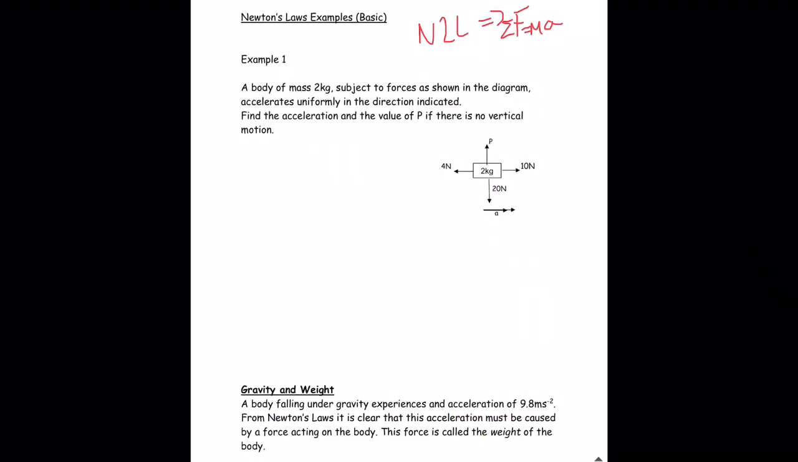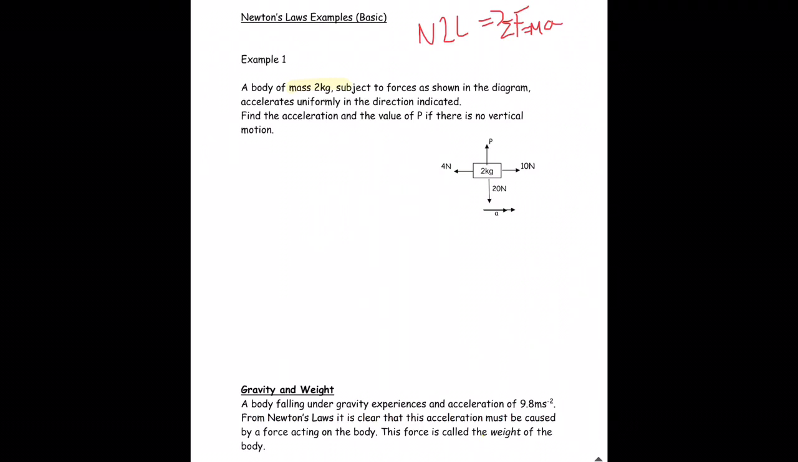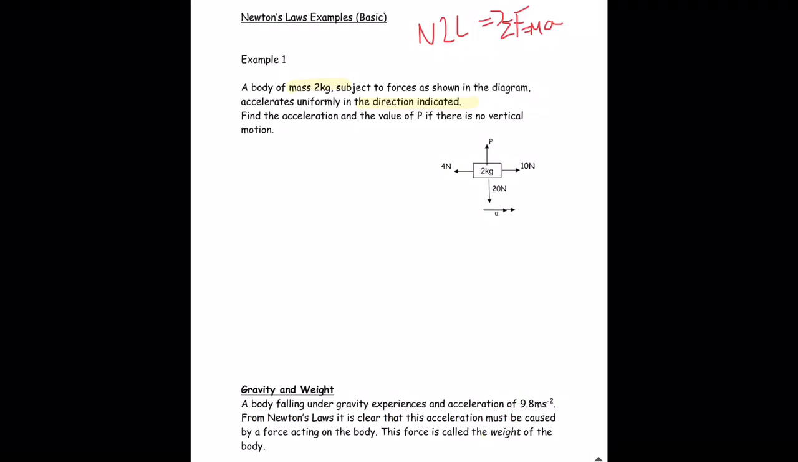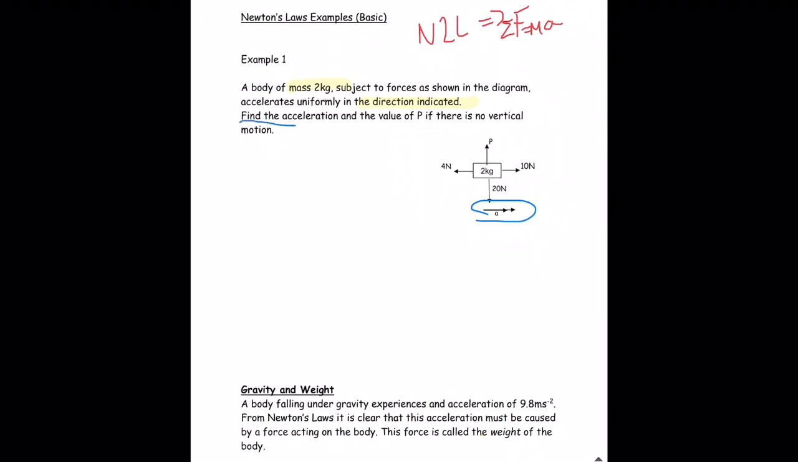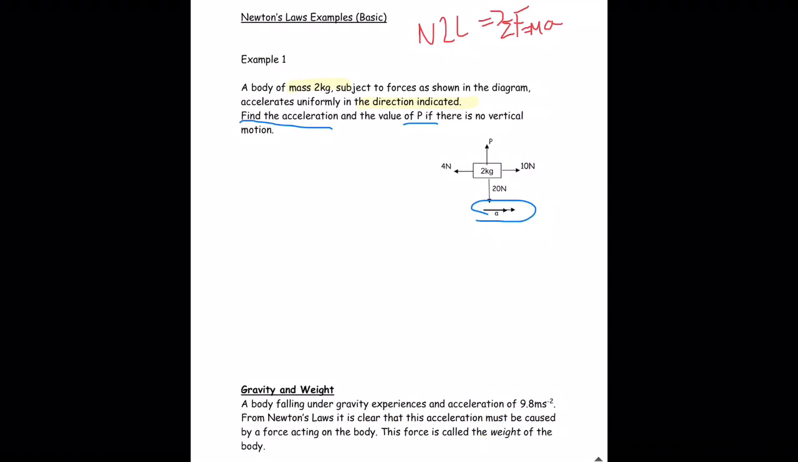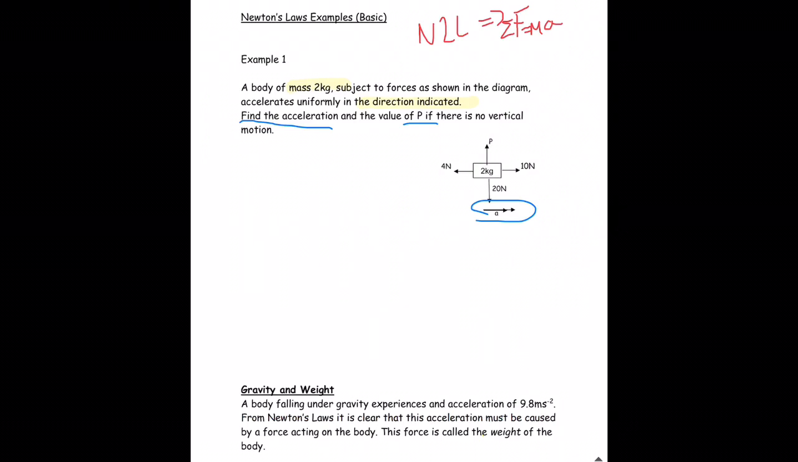So example 1 says, a body of mass 2 kilograms, subject to forces shown below in the diagram, accelerates uniformly in the direction indicated. So it's accelerating in the x direction there, over to the right as we look at it, and this also asks us then to find that acceleration and the value of P, which is a force, if there is no vertical motion. You've got to be careful with vertical motion. I should have probably said y direction motion. Vertical always makes me think of gravity acting as well, but I will come to that in a bit. I should probably say y direction.